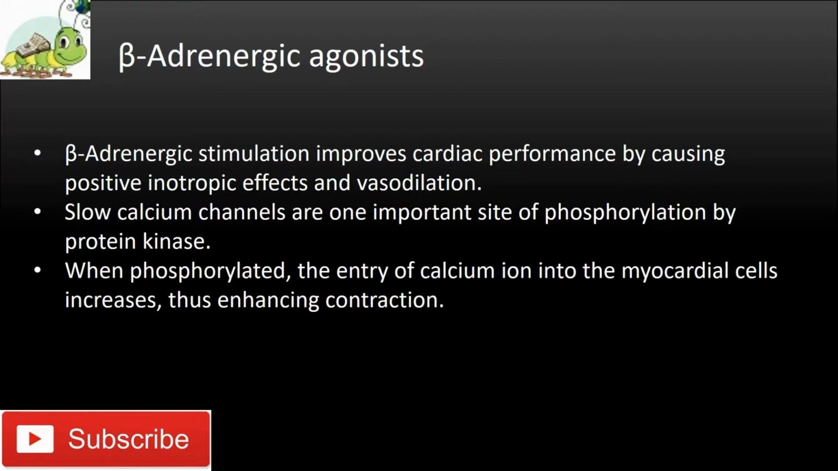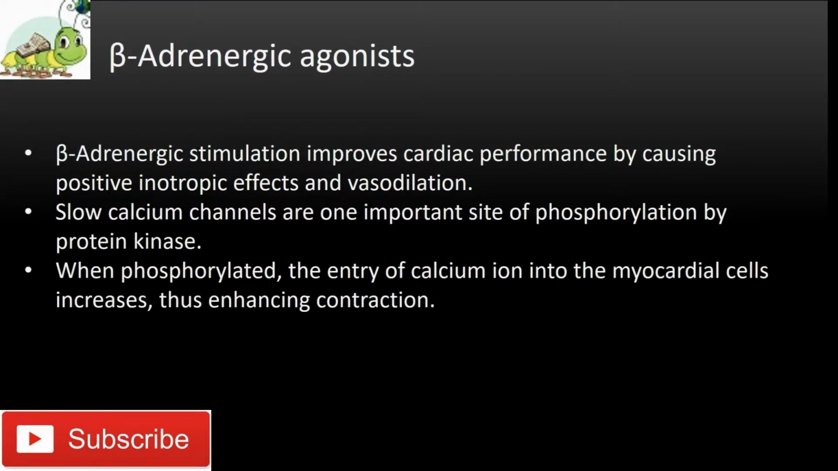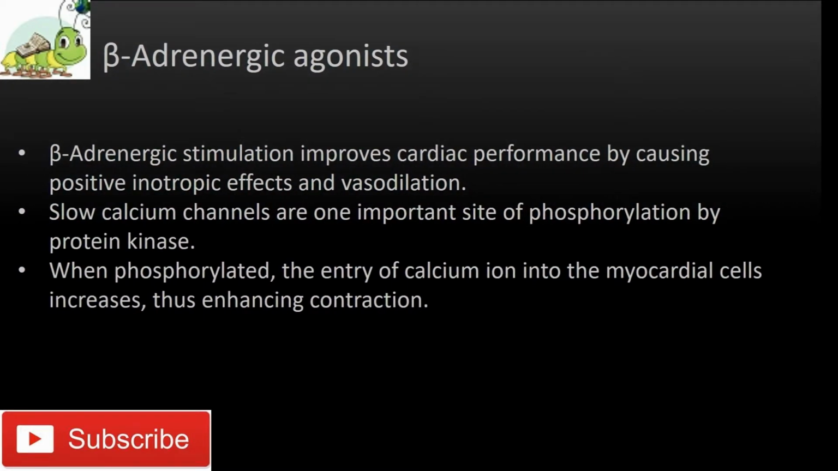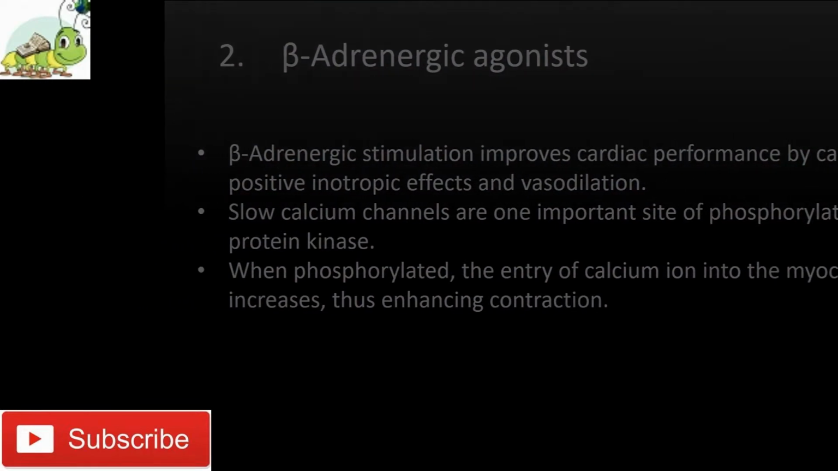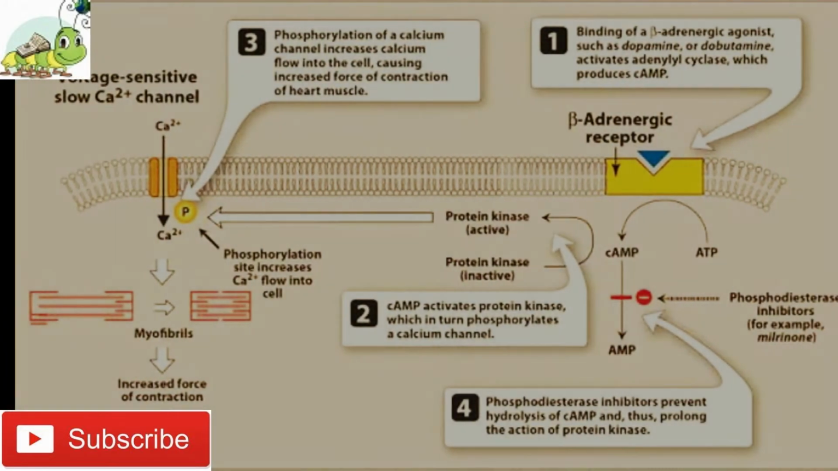Dobutamine leads to an increase in intracellular cyclic adenosine monophosphate (cAMP), which results in the activation of protein kinase. Slow calcium channels are one important site of phosphorylation by protein kinase. When phosphorylated, the entry of calcium ions into the myocardial cells increases, thus enhancing contraction. Dobutamine must be given by intravenous infusion and is primarily used in the treatment of acute HF in a hospital setting.